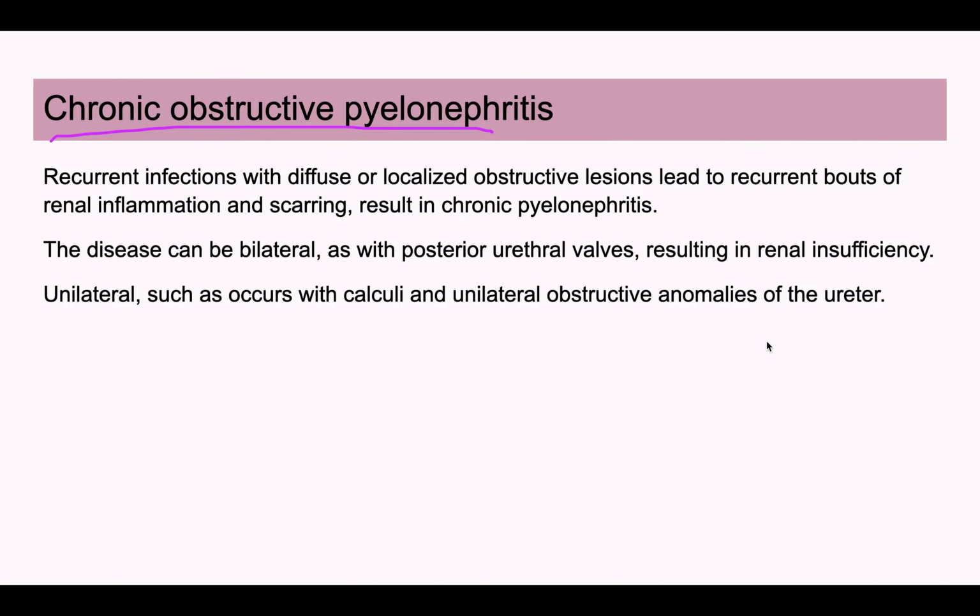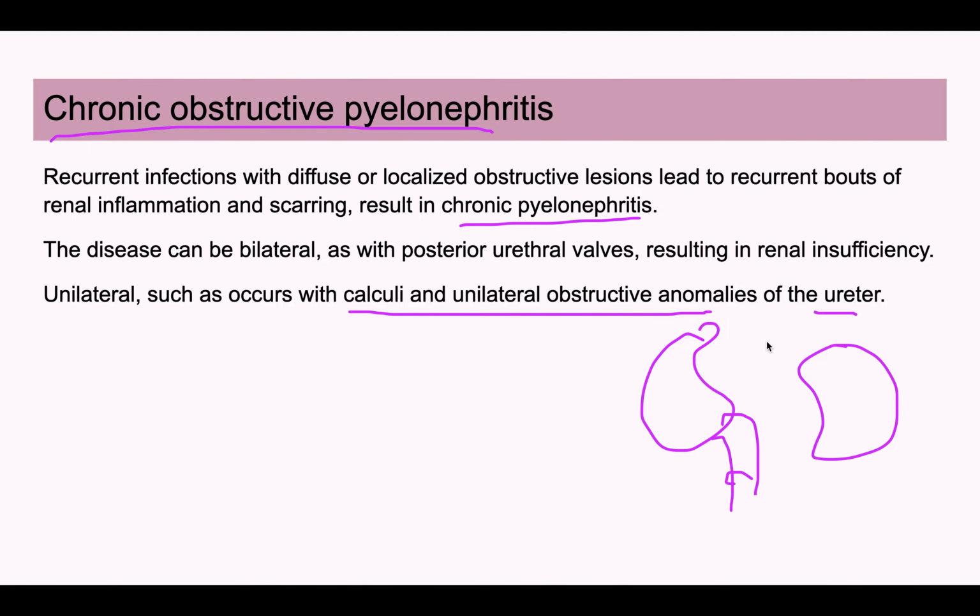Now, the second reason for chronic pyelonephritis is obstruction. Because of any reason, whenever there is obstruction, it will lead to recurrent infections, and recurrent infection will lead to chronic pyelonephritis. There can be reasons such as calculi or other obstructive anomalies of the ureter. Calculi mostly will be seen in one ureter only, so if there is obstruction in one ureter, the unilateral kidney will be involved. However, in case of posterior urethral valves, both the kidneys can be involved.